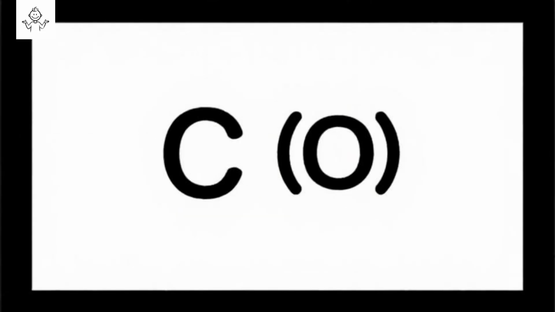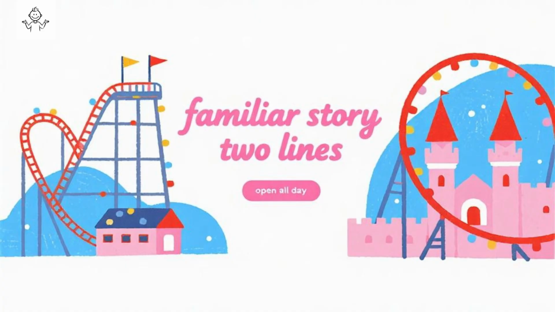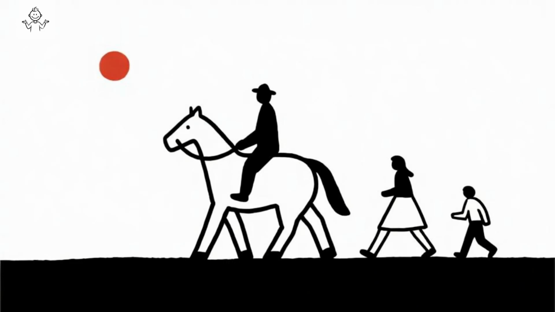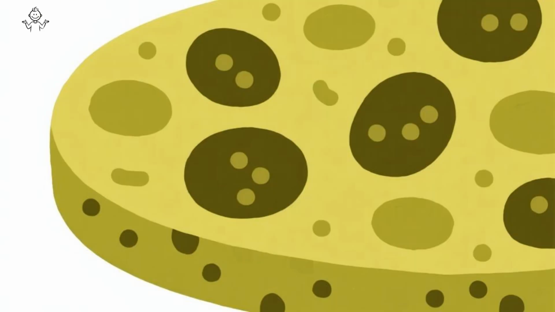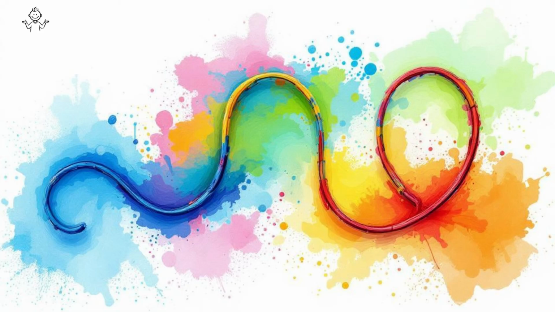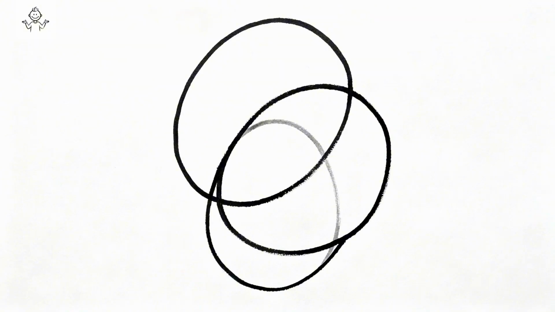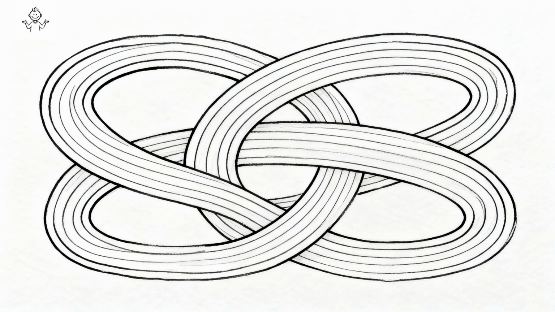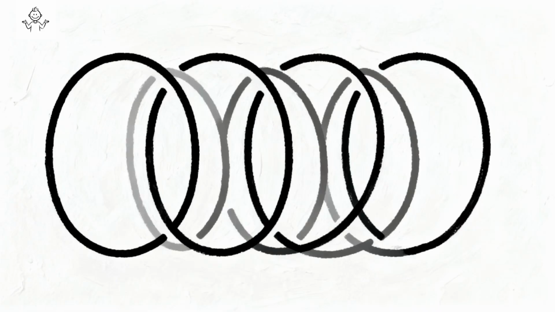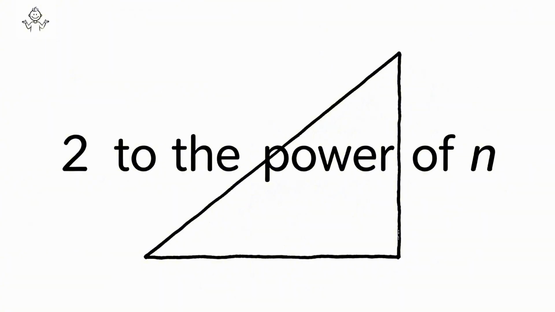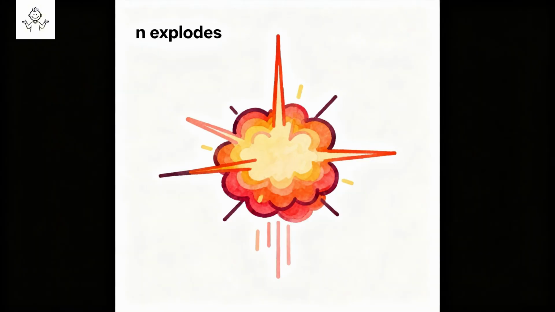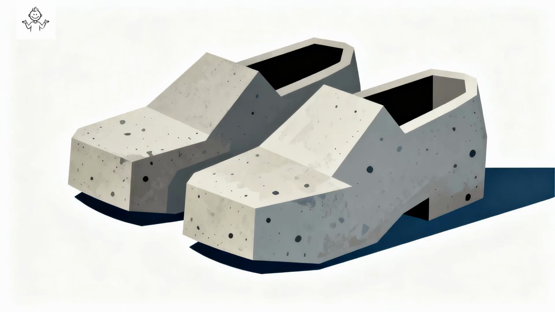Example C. Big O for new devs. Familiar story. Two lines at a theme park. One grows by 1 per rider, the other doubles every minute. Moving parts. N. Loops, nested loops. Causality. One loop: time approximately n. Nested loops: time approximately n squared. Recursion with splits, sometimes approximately 2 to the power of n. Prediction. When n explodes, quadratic feels like concrete shoes.